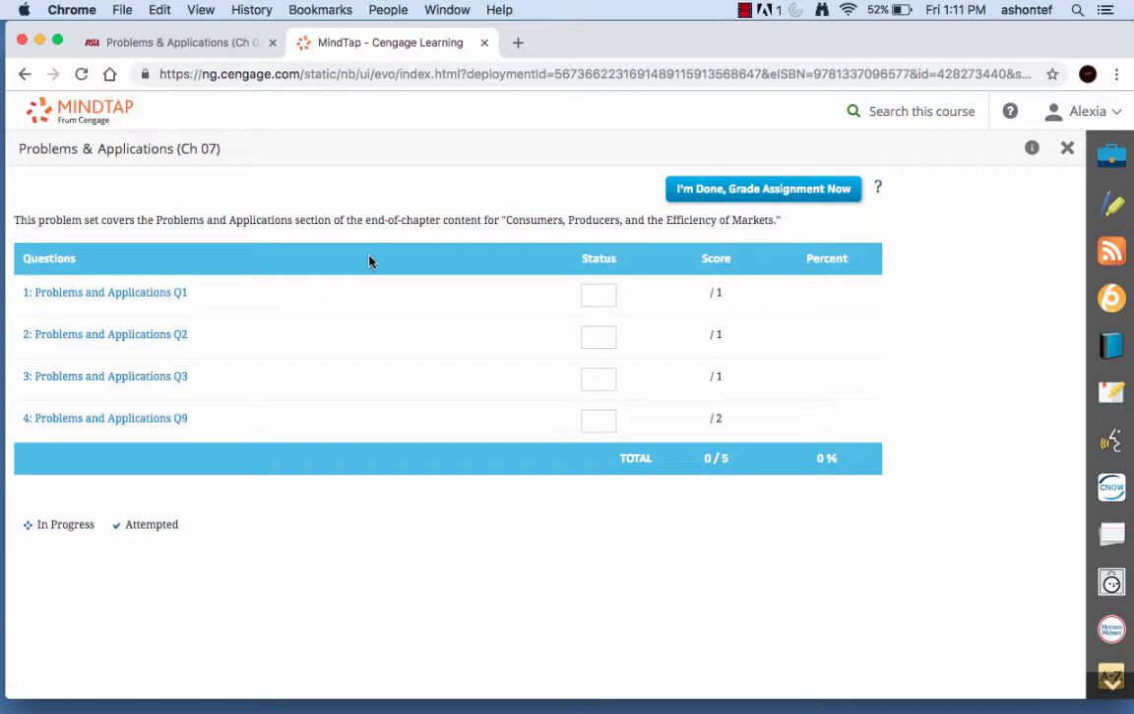Producer surplus, on the other hand, is from the producer's point of view or firm's point of view. So that's the difference between what the firm is willing to accept for their product and what they actually receive. So if the firm is willing to accept $5 for a product, but they actually receive 10 for that product, then the producer's surplus to them would be the difference between what they actually got, which was 10, and what they would have sold it for, which was 5. So the producer's surplus would be $5.